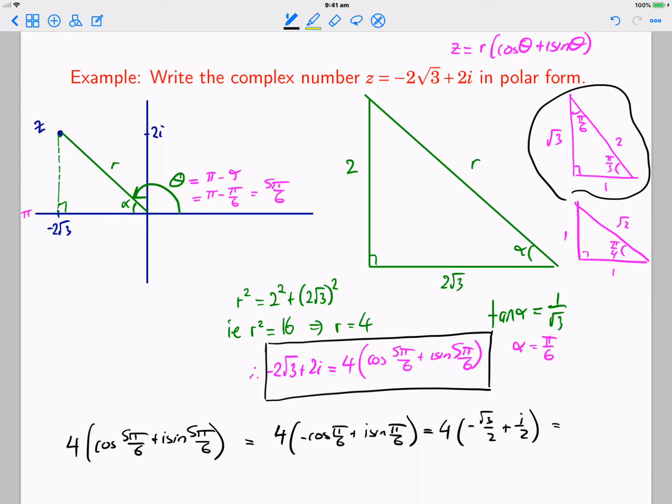Multiply this by 4, so I get minus 2 root 3 plus 2i. So you can see that going from polar form to Cartesian form is very straightforward. The main thing that students struggle with is going from Cartesian to polar. And like I said, it's just a matter of drawing it and being on top of your trigonometry.